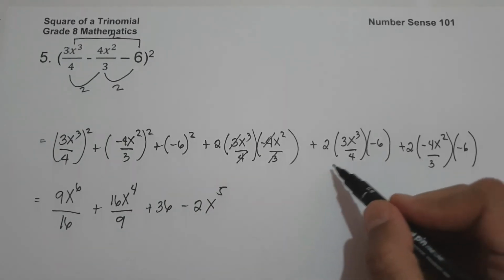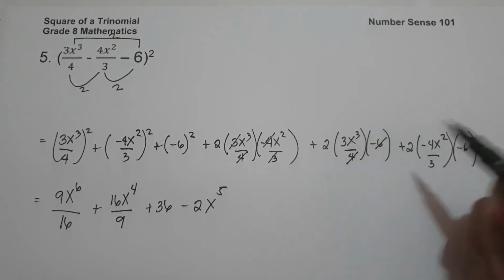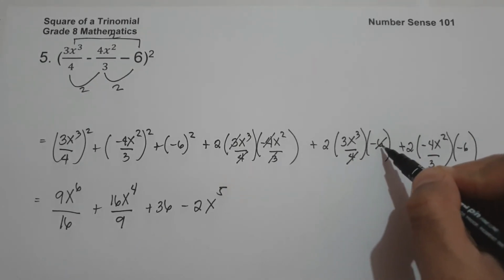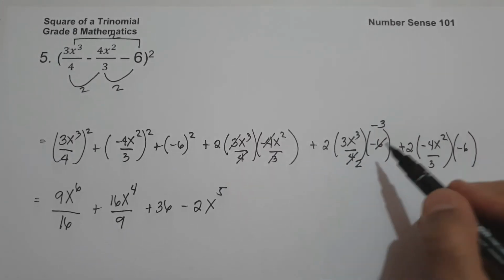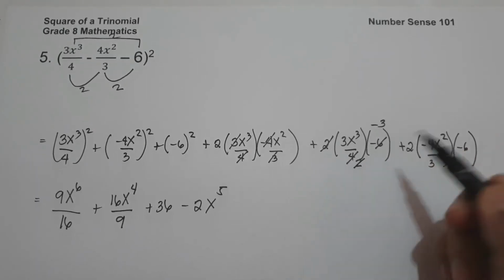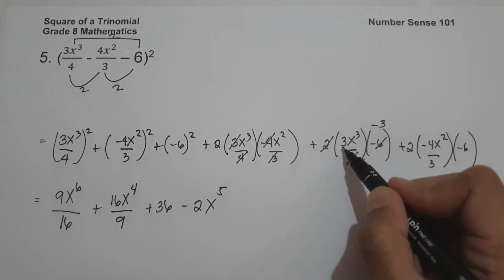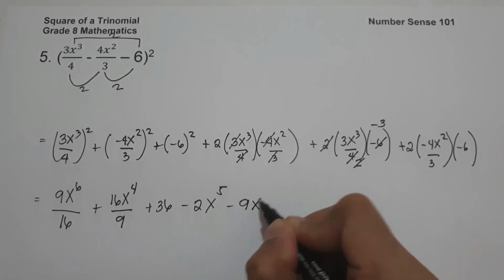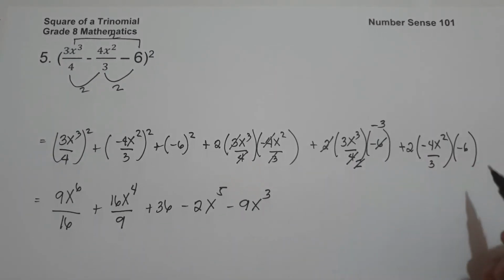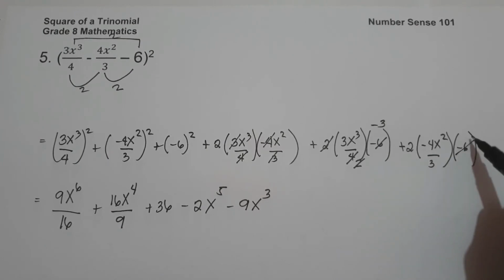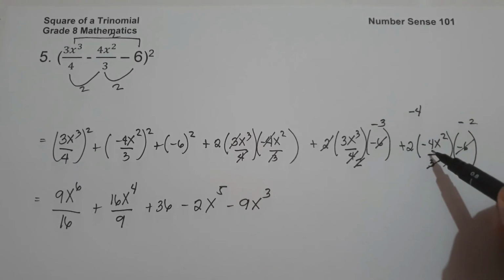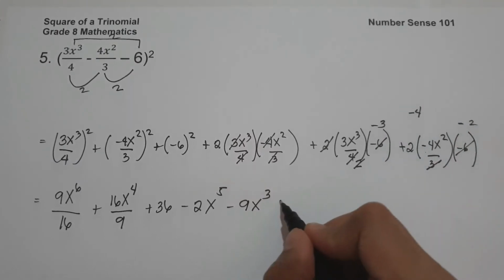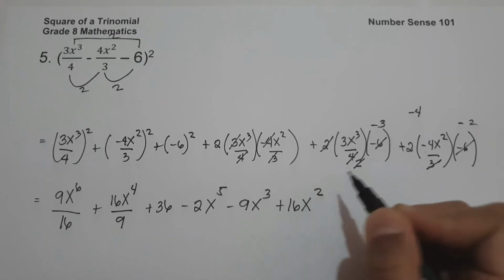And then to simplify this one, we can cancel 6 and 4 because they are divisible by 2. So negative 6 becomes negative 3, and 4 becomes 2. So if 4 becomes 2, we can cancel 2. So this will be negative 3 times 3x cubed, that's negative 9x cubed. And then we can divide negative 6 by 3, so this will be negative 2. And negative 2 times 2, that is negative 4. Negative 4 times negative 4x squared, that is positive 16x squared.